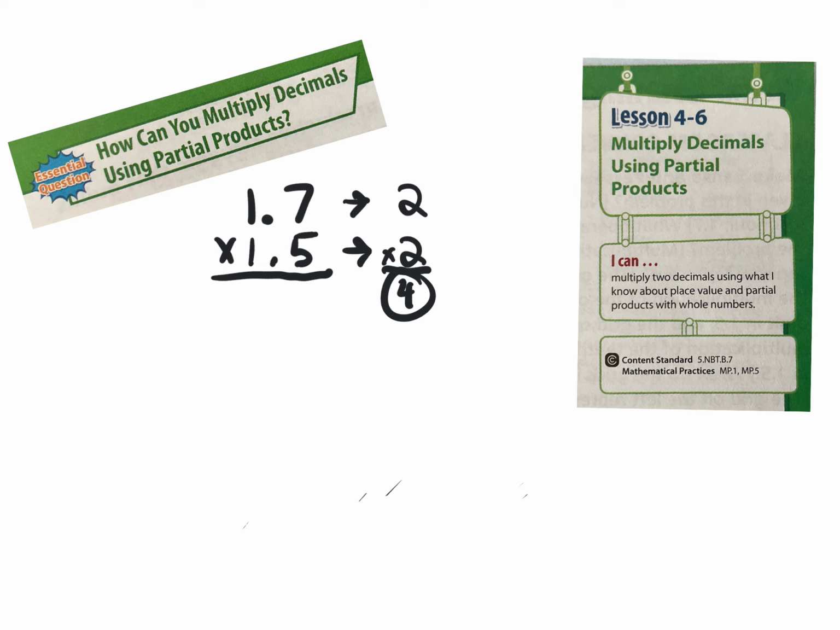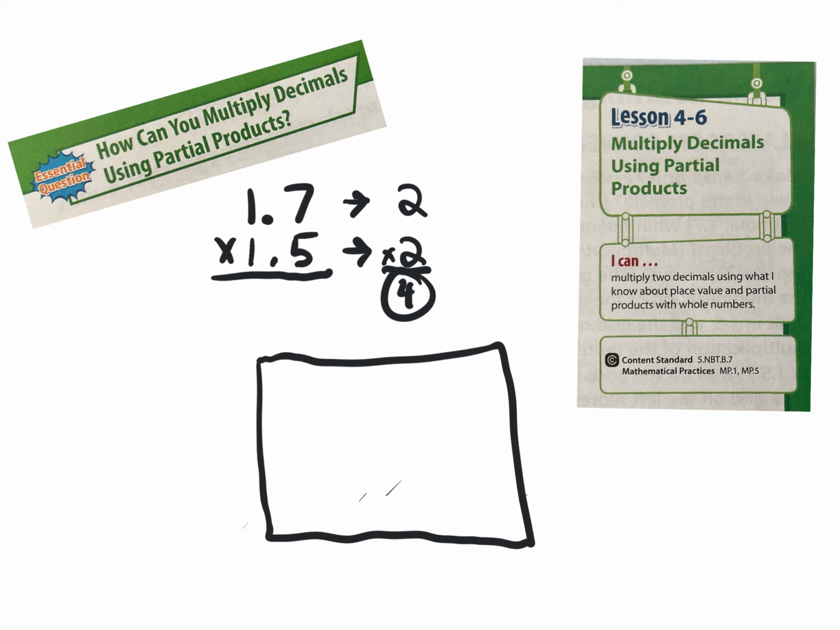So what if we use this problem for an area model? Well, let's draw our area model here, and we're going to look first at breaking apart 1.7. So what is 1.7 in expanded form? Well, it's 1 for the ones place and 0.7. And over here on the left, we want to expand 1.5, so we got the 1 and 0.5.